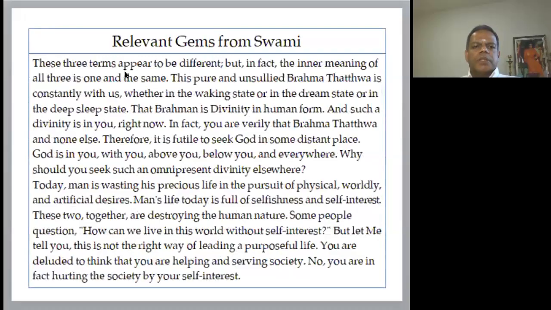These three terms appear to be different, but in fact, the inner meaning of all three is one and the same. This pure, unsullied Brahma Tattva is constantly with us, whether in the waking state or in the dream state or in the deep sleep state. That Brahman is divinity in human form, and such a divinity is in you right now. In fact, you are verily that Brahma Tattva and none else.